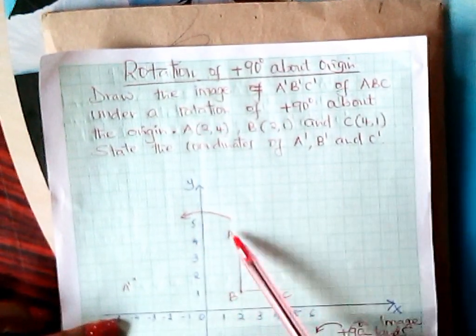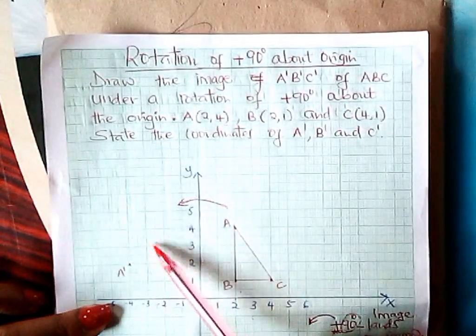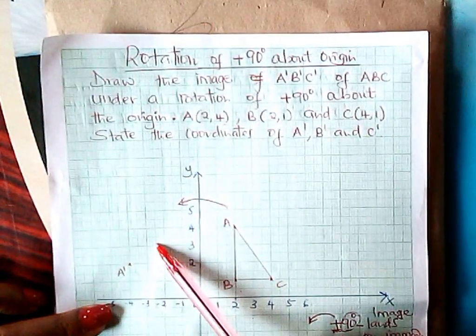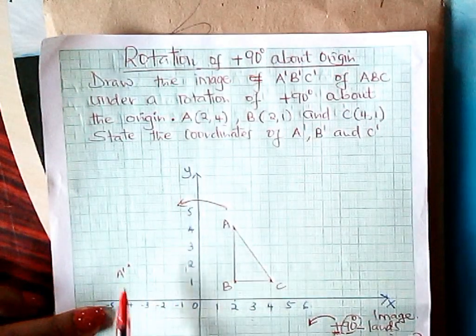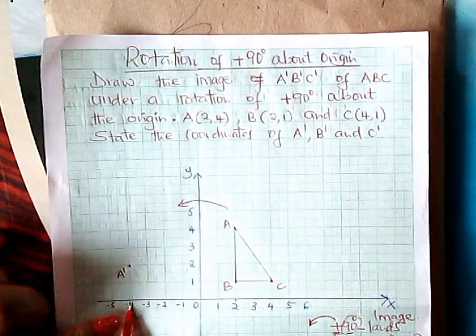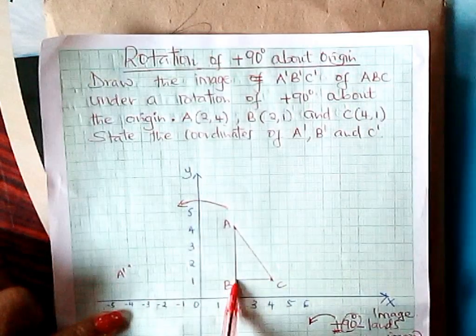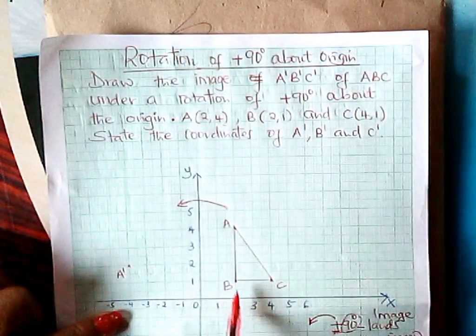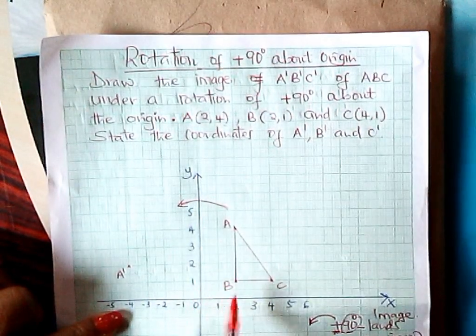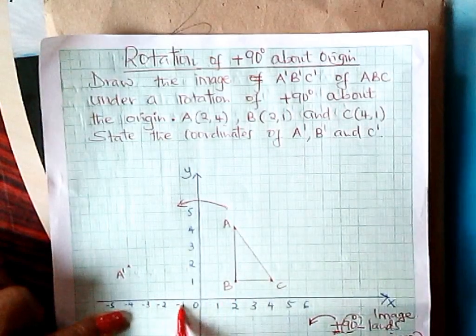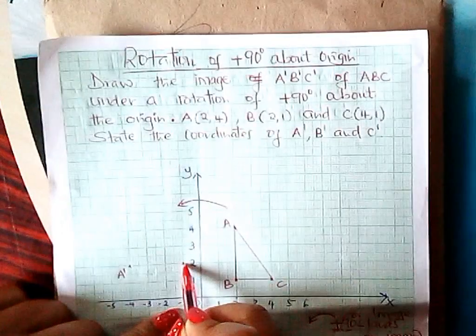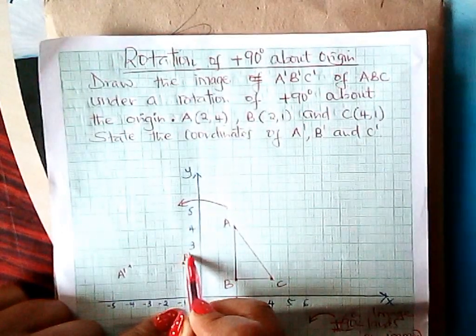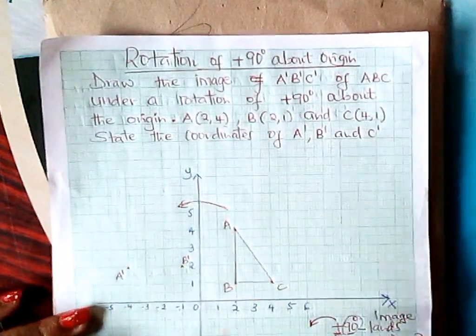So A is at 2, 4. So it lands here in this next quadrant. And you just exchange or interchange the coordinates. And this one now becomes negative 4, 2. We go to B. B is at 2, 1. Look at this, learner. 2, 1. So you interchange the coordinates and therefore you read it as negative 1, 2. So your B prime lands there.